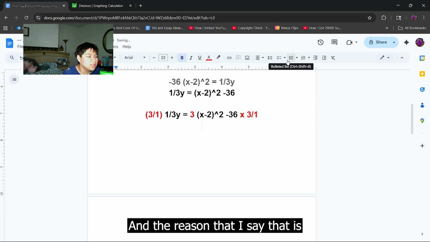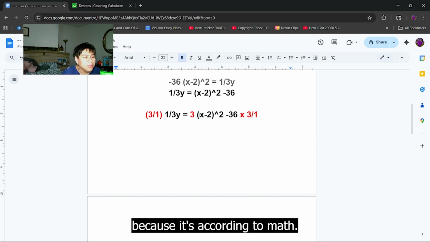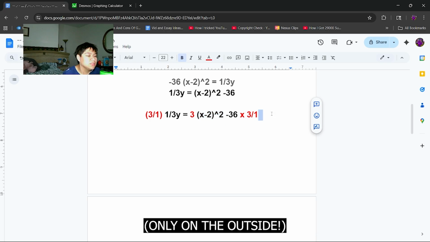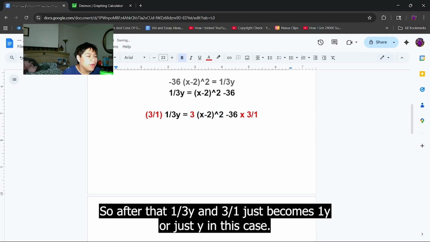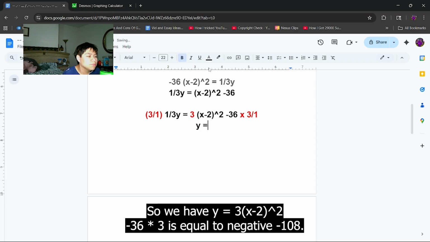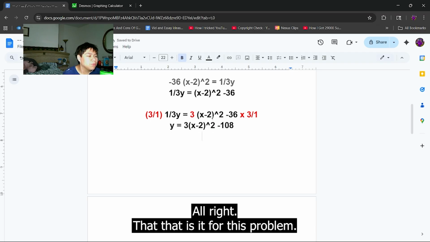The reason that I say that is we're not going to plug in 3 over 1 into this, but rather we're going to plug it into the outside, because according to math we do not multiply 3 over 1 into any of the terms in the parentheses. So after that, 1 over 3y and 3 over 1 just becomes 1y, or just y in this case. So we have y equals 3 times x minus 2 squared, and negative 36 times 3 is equal to negative 108. So that's what we do. And that's it. Alright, that is it for this problem.